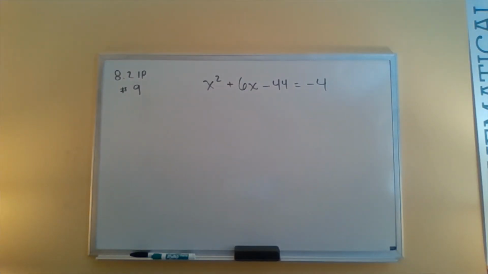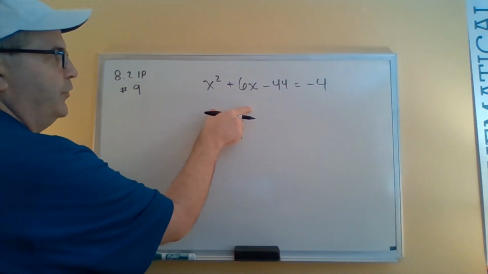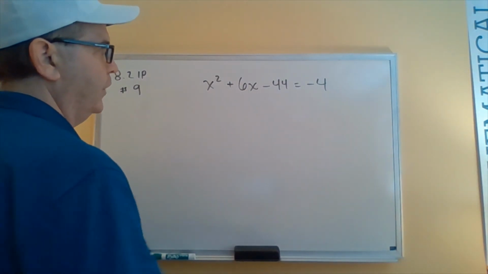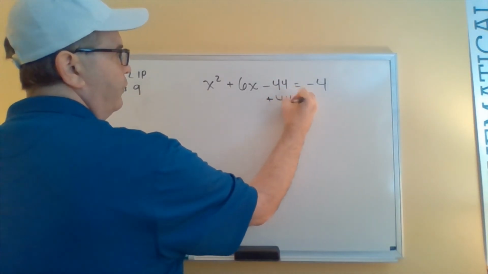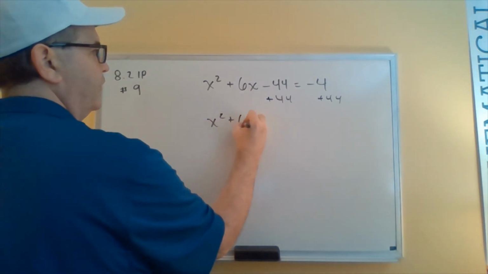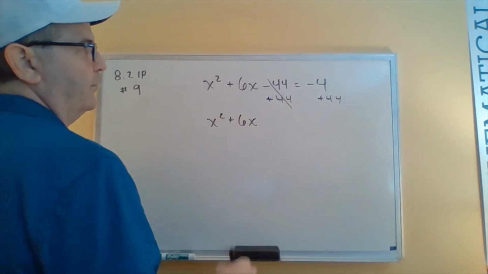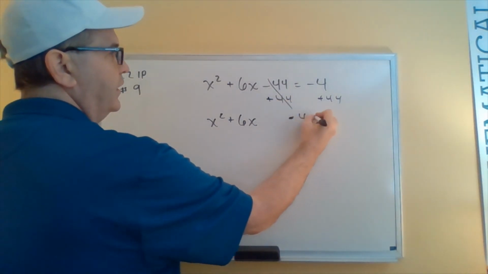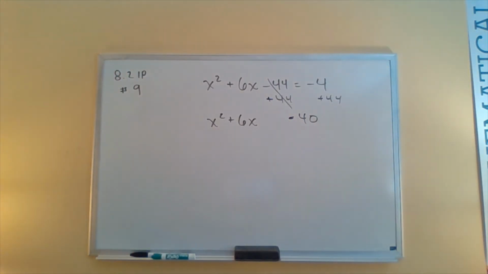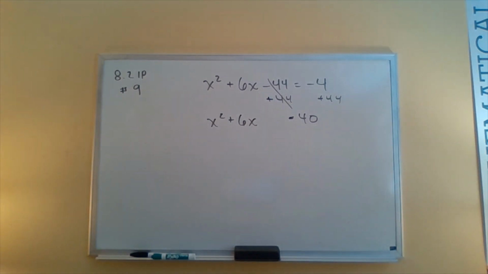Number 9, we have x squared plus 6x minus 44 equals negative 4. I need to rewrite this equation so my variable terms are on the left, my constant is on the right. So I'm going to add 44 to each side, and I get x squared plus 6x. My 44s are going to cancel each other out. Negative 4 plus 44, that equals 40. So I have my variable terms on the left, my constant over there by itself on the right.